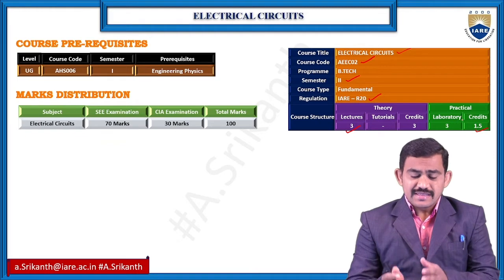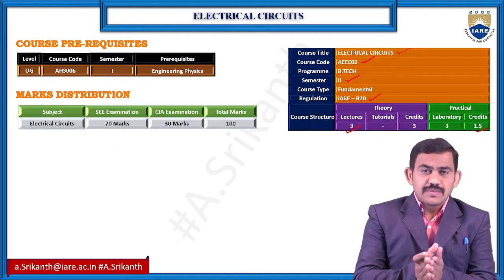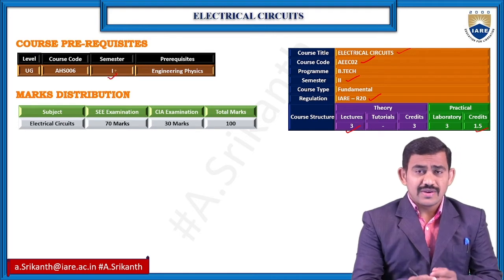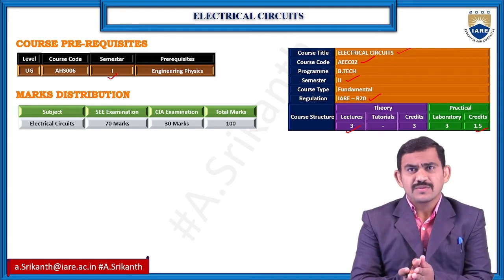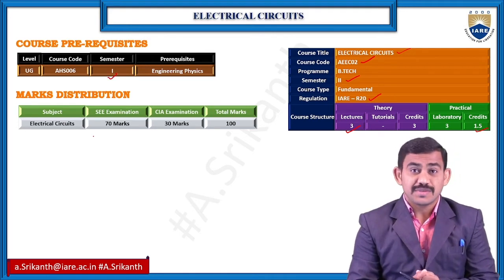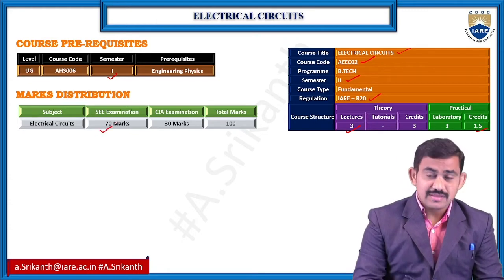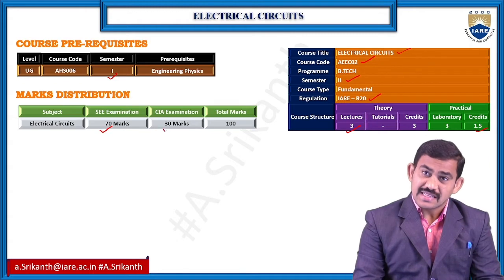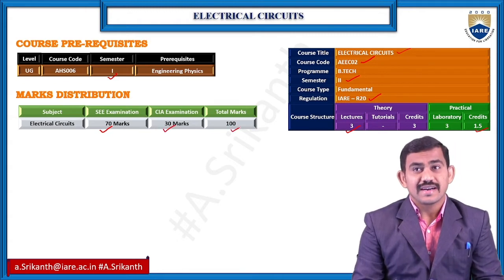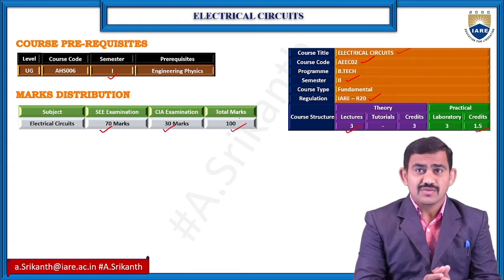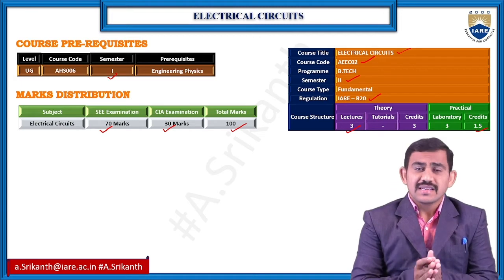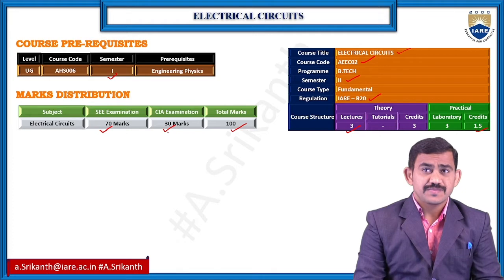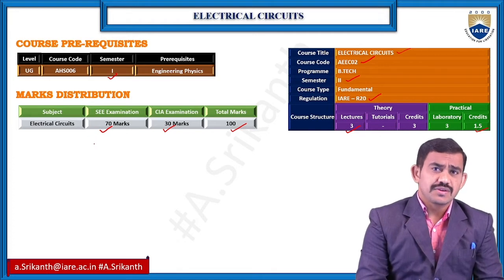This course is somewhat related to our physics. In the first semester we have physics, and this subject is somewhat related to that physics subject. For this subject we have 70 marks external and 30 marks internal. In total we have 100 marks for Electrical Circuits. Internal is 30 marks and external is 70 marks.